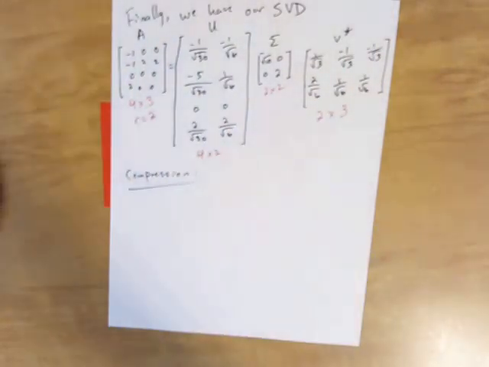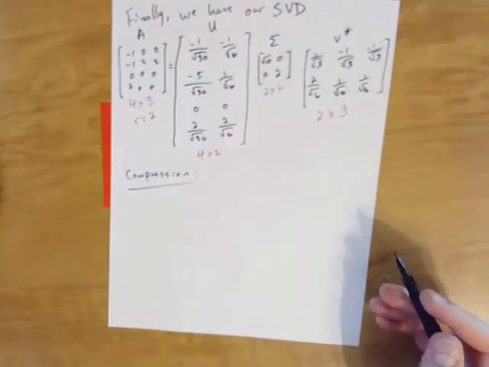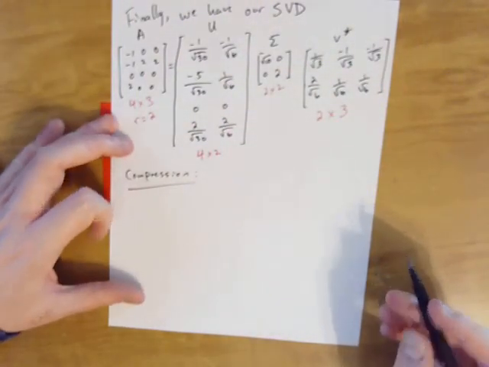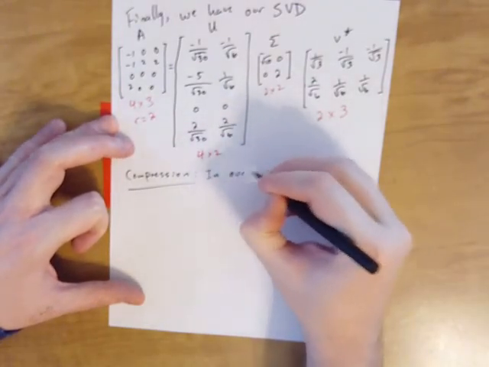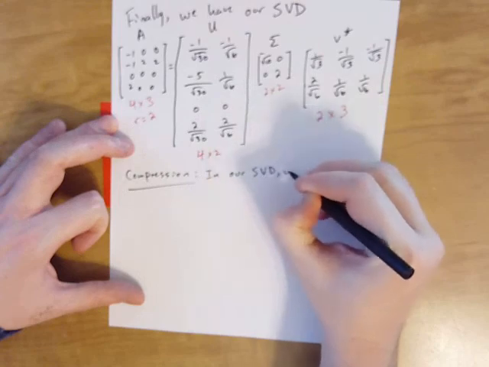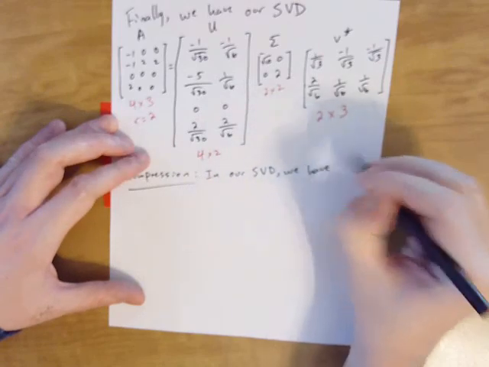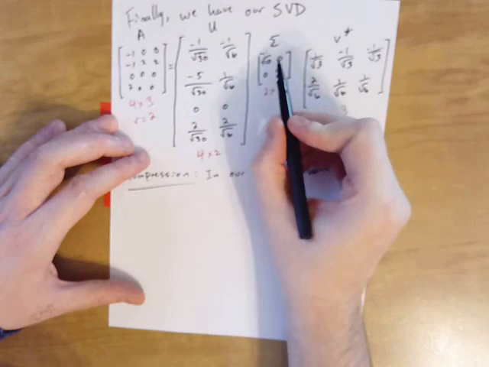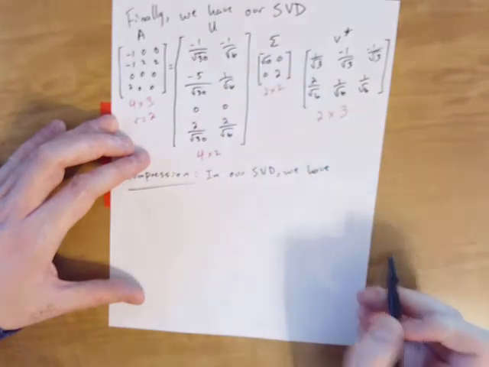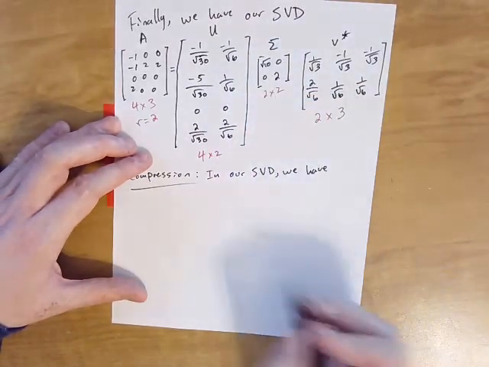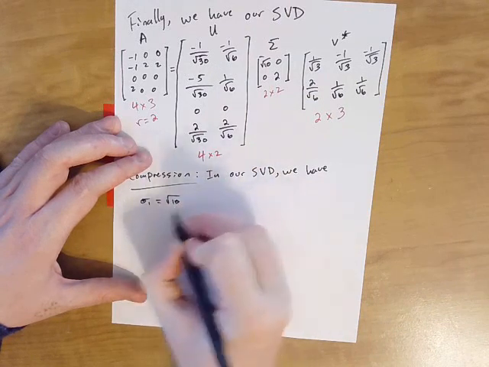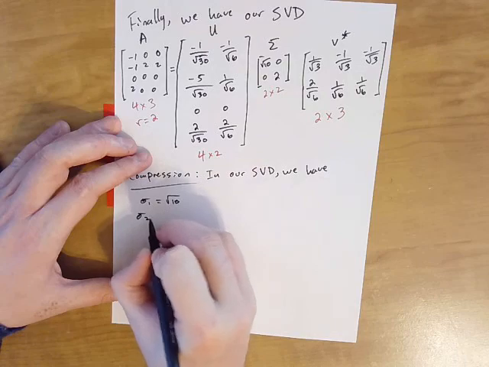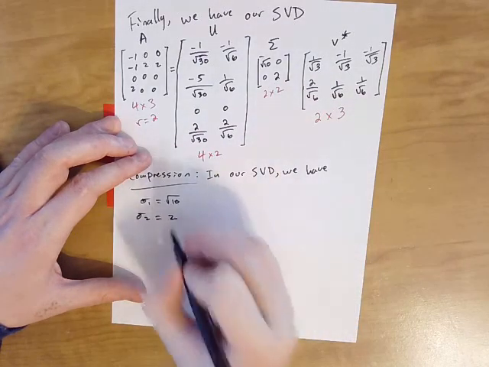So in this singular value decomposition, we're defining a few different components, and I think it's worth labeling everything here. So in our SVD, we have a few different important parts. First of all, we have the actual singular values. The first singular value is root 10, and the second singular value, sigma 2, is equal to 2.